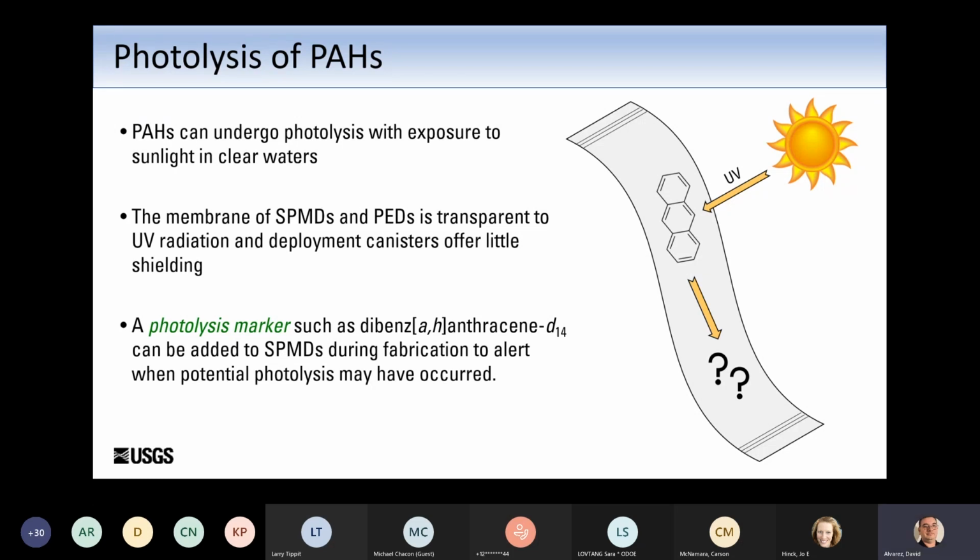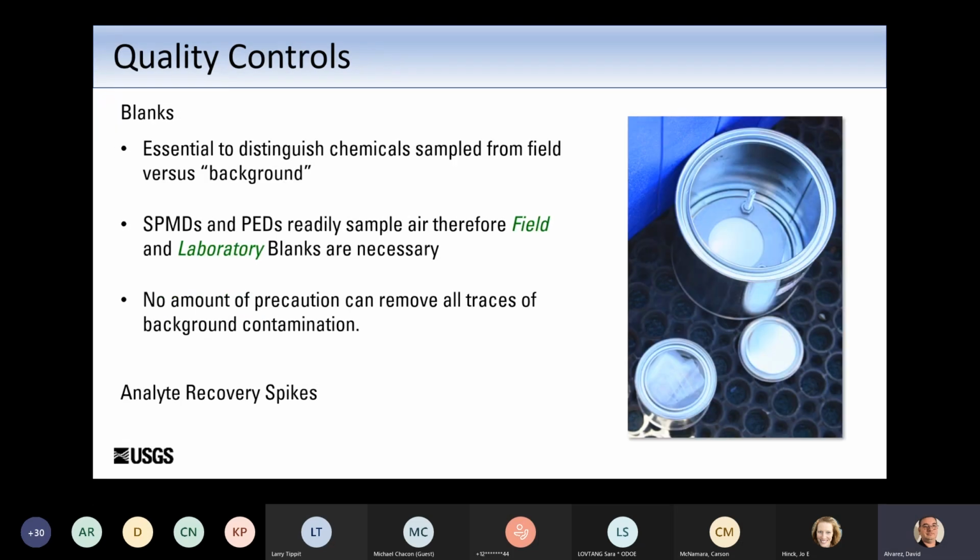The reason why this one is selected is because it is photosensitive and it's such a big molecule that the only way you're going to see any loss is due to photodegradation. It will not leave the sampler like a typical PRC will, at least not over normal conditions. It'd have to be very extreme conditions to see any loss. So by monitoring loss of this photolysis marker, you can have at least an idea of whether or not other PAHs may have photolyzed or if there were any issues during your deployment.